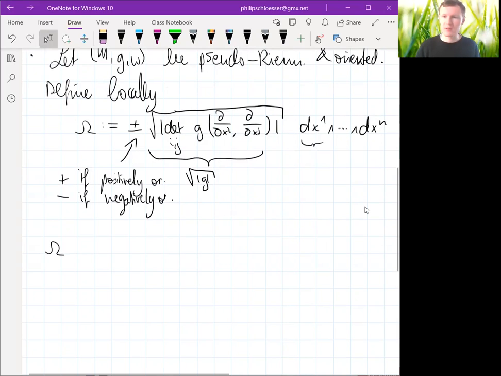Okay, so what's the big deal about this capital Omega? This thing is called the Riemannian volume form.